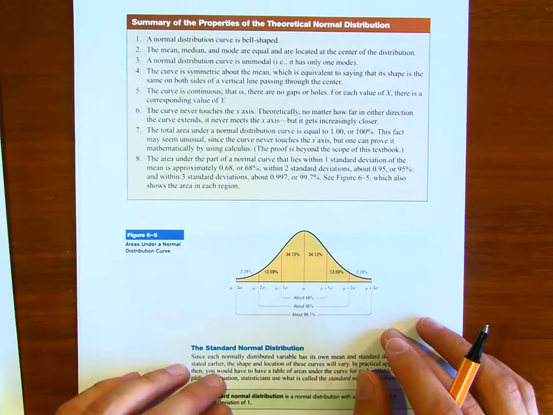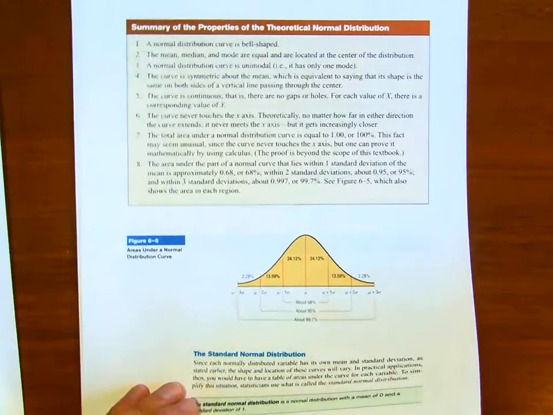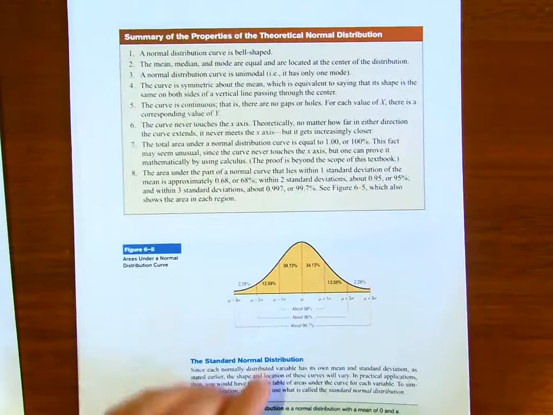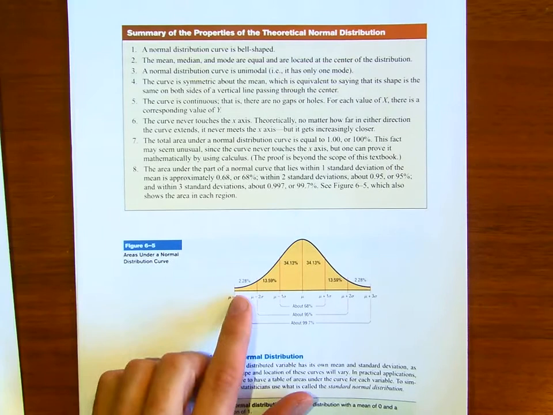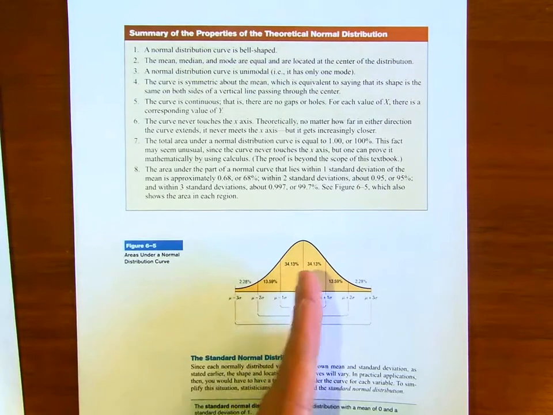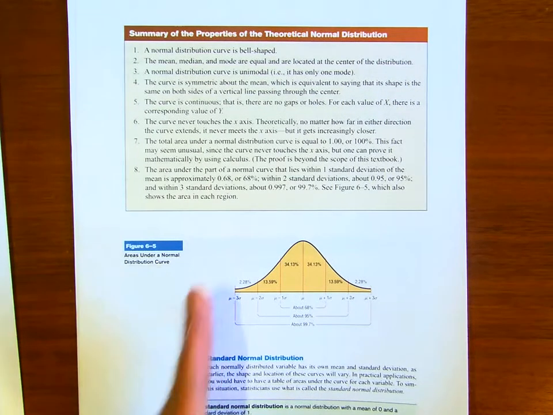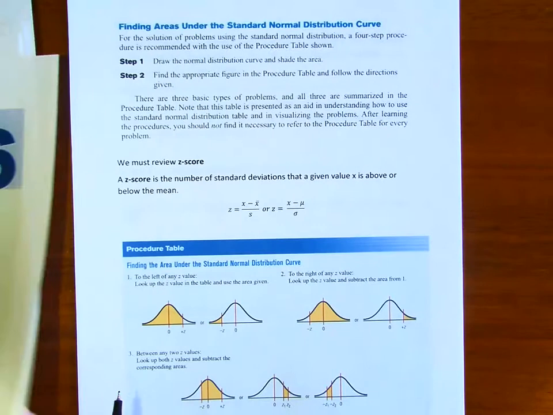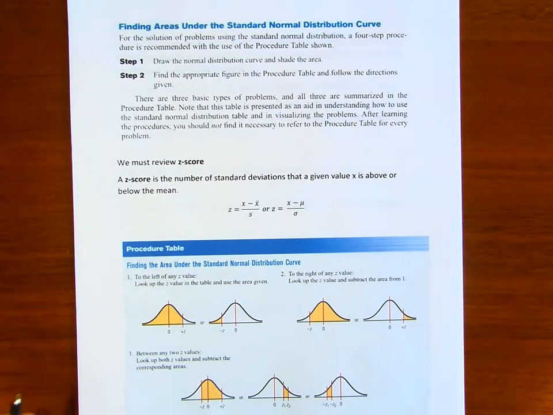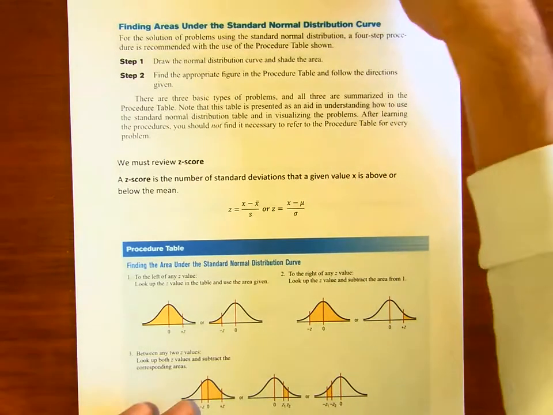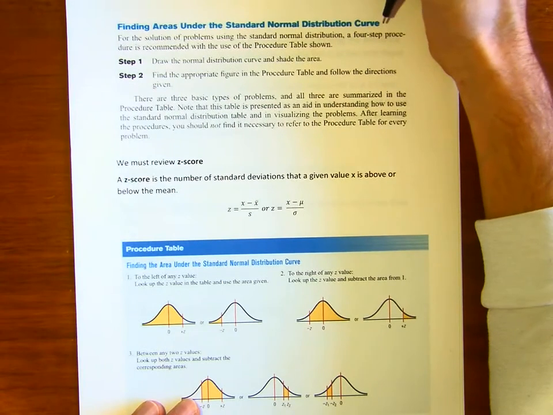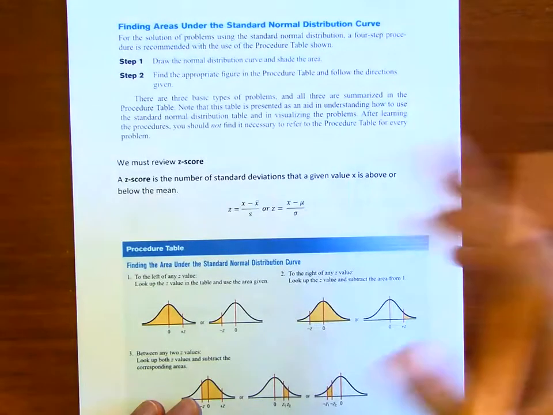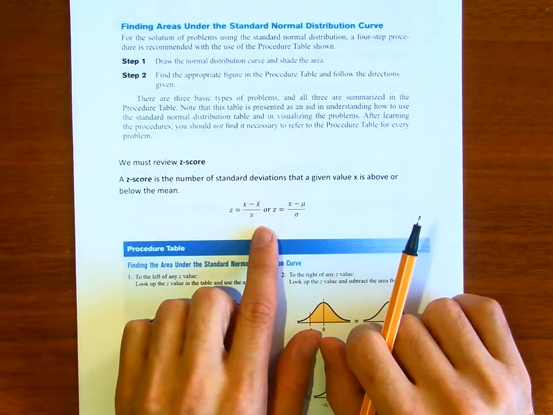We could do that in class together, but for the video, I wanted to show the actual idea of how we can use normal distributions to find areas under a z value. The idea for this lesson is finding areas under the standard normal distribution curve. There are some steps for it, and first a quick review of the z-score.